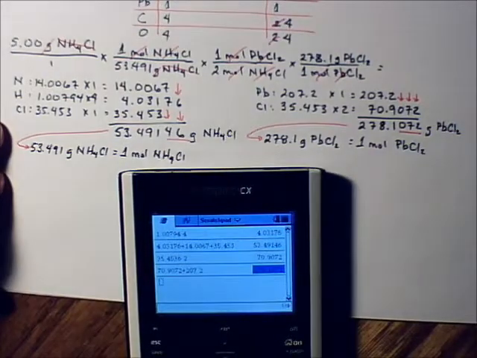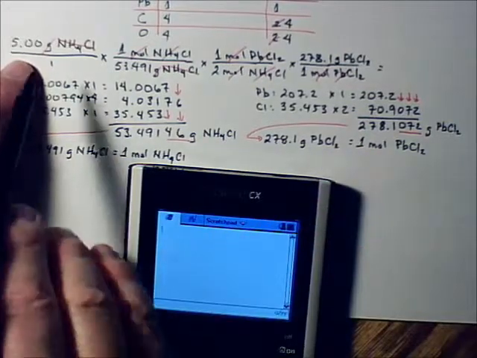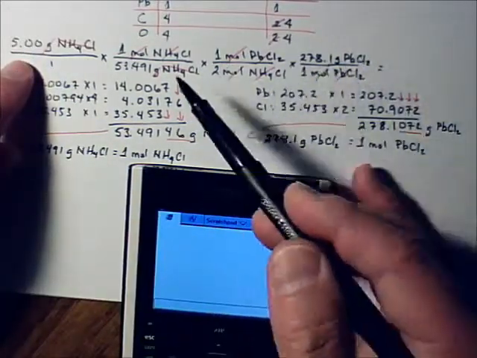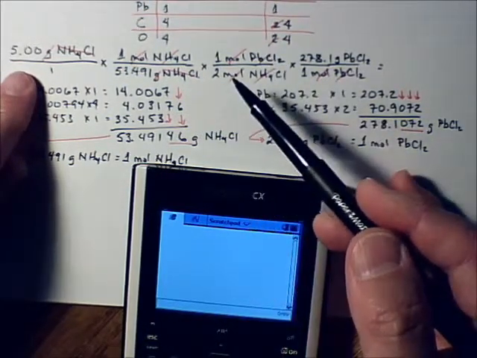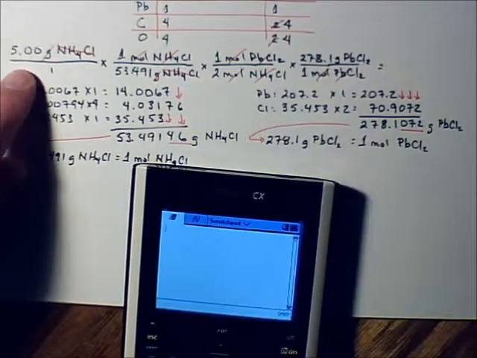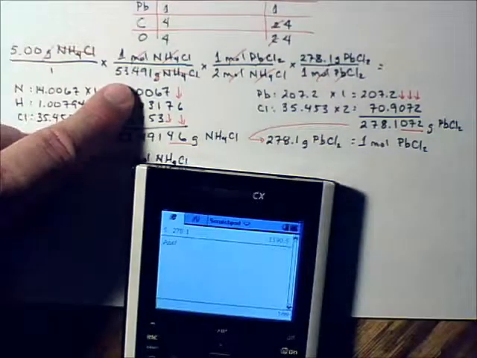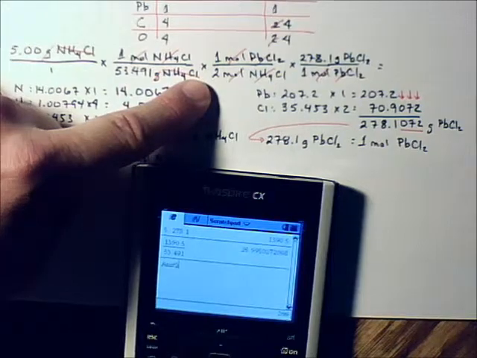Okay. What I want to do is to take what's across the top and multiply, hit enter, then divide by what's on the bottom the first time, hit enter, then divide by what's second, and then hit enter. So let me show you how that works. 5.00 times 278.1. I'm going to hit enter, and I'm going to hit divide, put in this number, 53.491. I'm going to hit enter, and then I'm going to hit divide by 2.